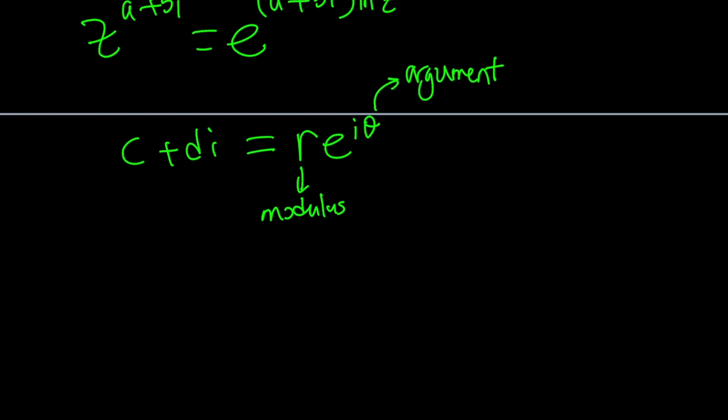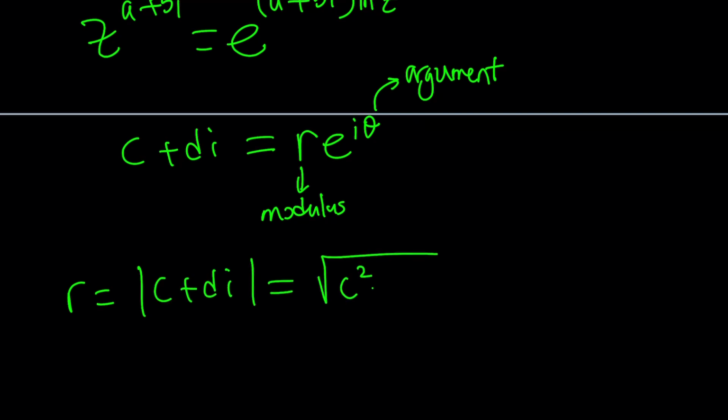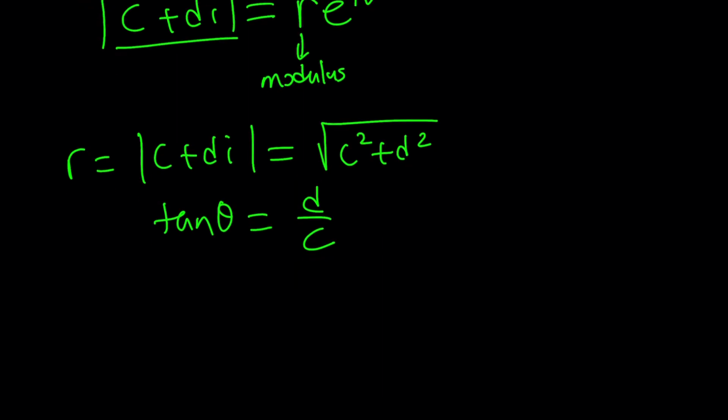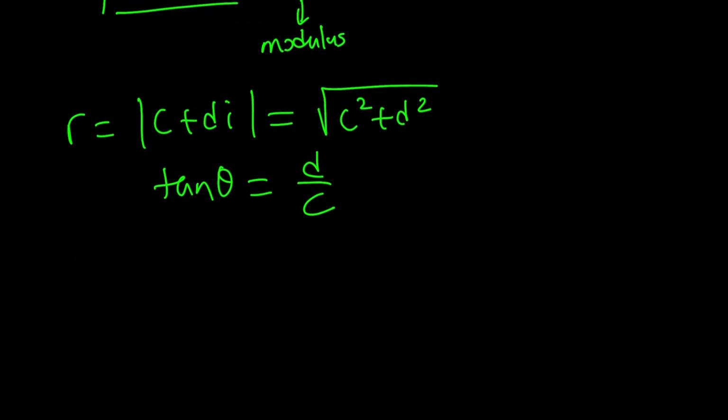If you wanted to consider the principal value, then you just take the smallest angle between negative pi and pi, right? And that becomes your principal argument. The absolute value, or R, is basically just the distance from 0, so it's going to be given by the square root of c squared plus d squared. And tangent theta, if this is your complex number, and theta is the argument, then tangent theta can be found from d over c, because cosine is c over r, sine is d over r, and you just divide them. Make sense?